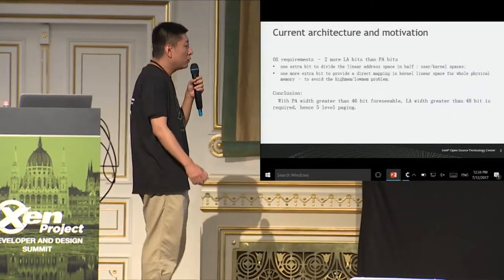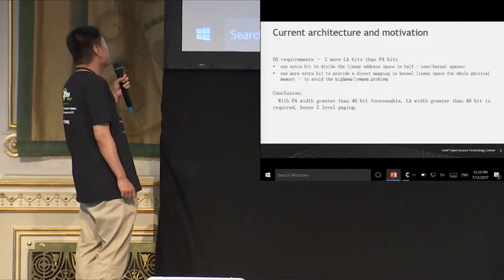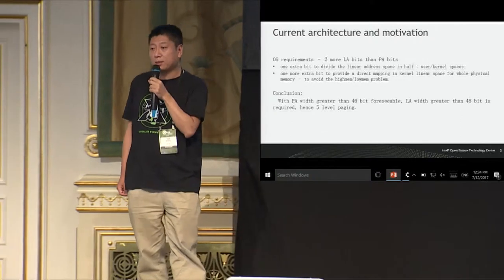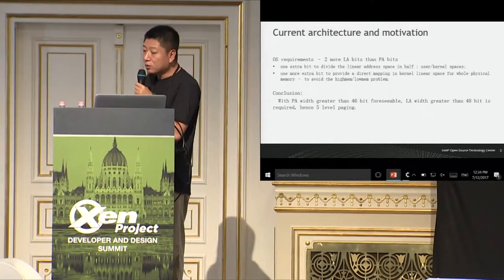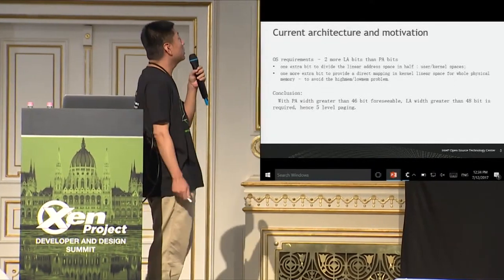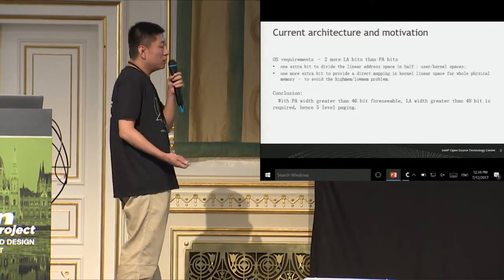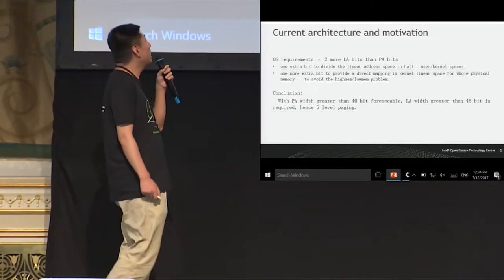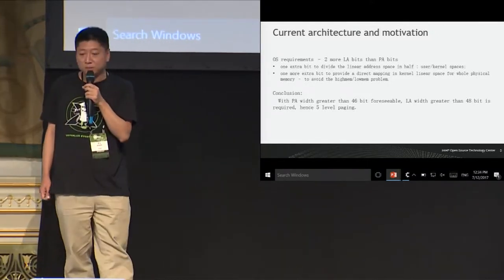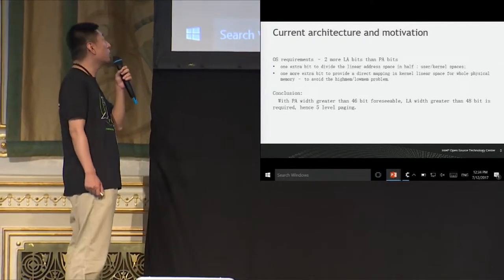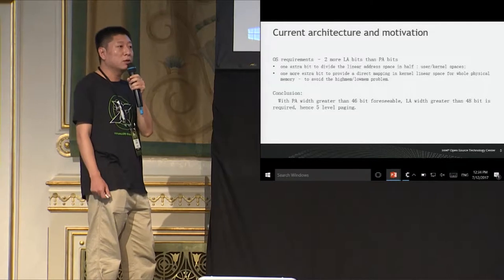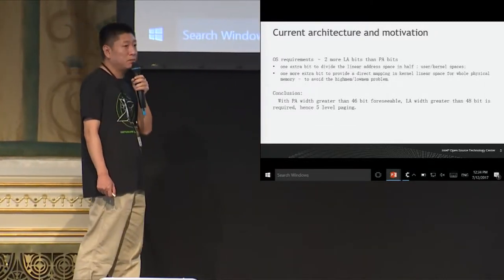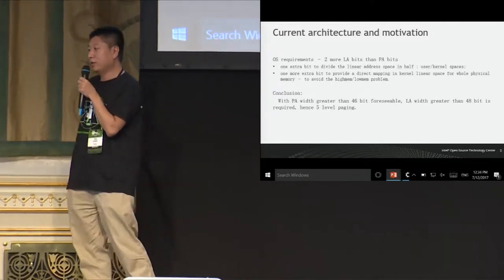And from the software point of view, most modern operating systems require 2 more linear address bits than the physical ones. One extra bit is needed to provide the split between the user space and the kernel space. And another extra bit is needed to map the whole physical address space into the kernel linear address space, so that we do not have to face the low/high memory issue which existed in the 32-bit era. So as a conclusion, with physical memory size greater than 64 TB being foreseeable, we may have to enable a linear address width greater than 48 bits. And that means 4-level paging would not be enough by then.